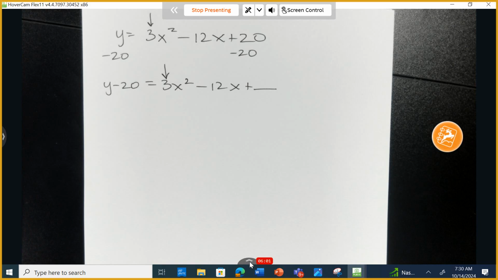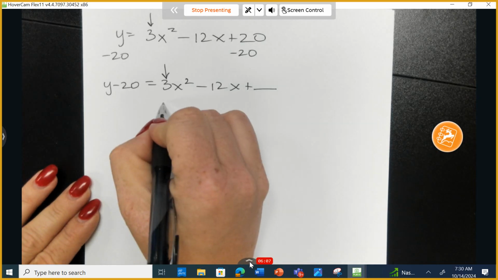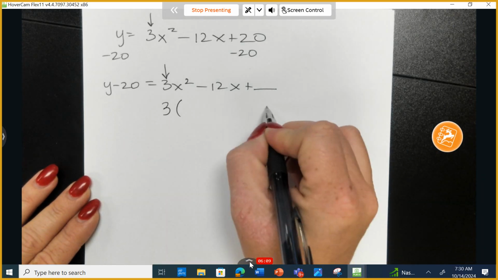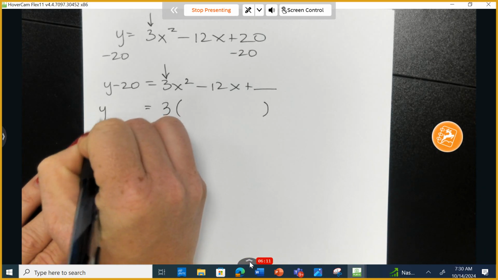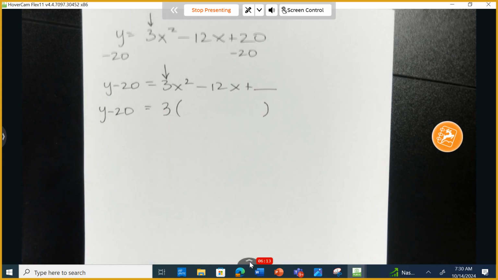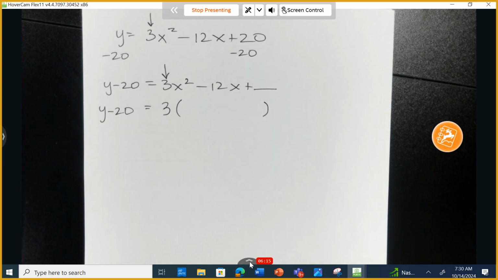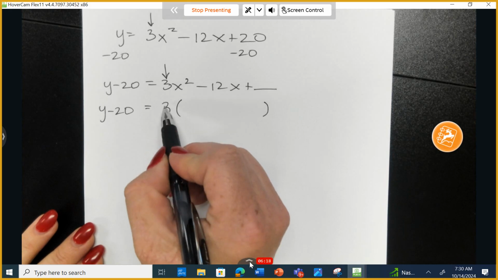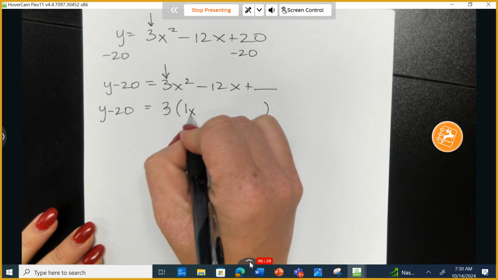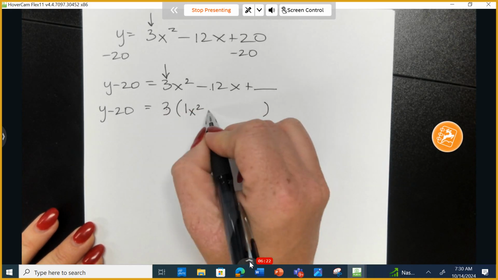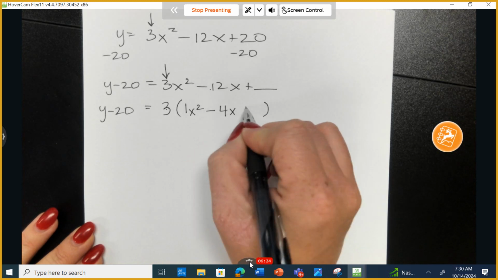Whenever it's not a positive 1, we've got to take an extra step here. So what we have to do is factor out that value. So I'd like everybody to put a 3 and then parentheses behind it. When I factor out a 3, this is the thought process. 3 divided by 3 is 1. Bring down the x squared. -12 divided by 3 is -4. Bring down the x.